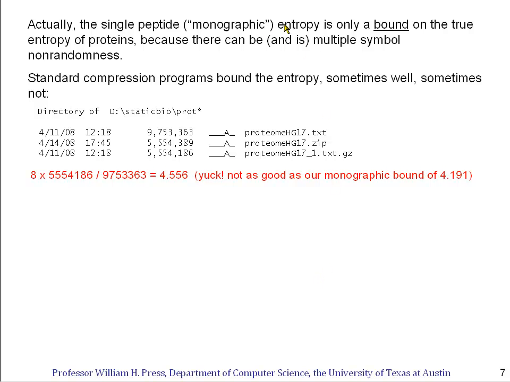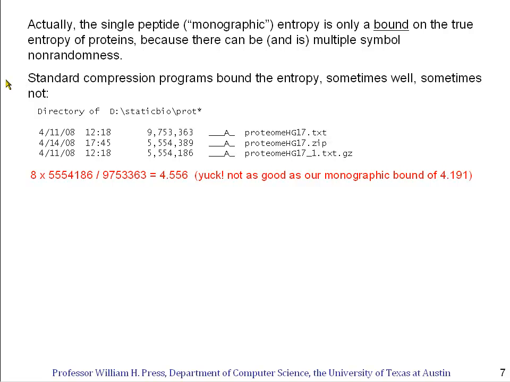Because the single peptide or monographic entropy is actually only a bound on the true entropy of proteins. And that's because there can be, and there actually is, multiple symbol non-randomness. One way of saying this is, we saw before that only 4 times 10 to the minus 11 of the possible proteins of that particular length, of the combinatorially possible proteins, could actually be reached entropically. The actual number is even smaller than that, because some of those won't have the right two-point statistics, digraphic probabilities. I'll tell you what I mean by that in just a second below.